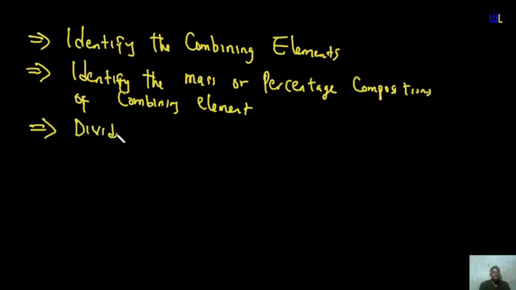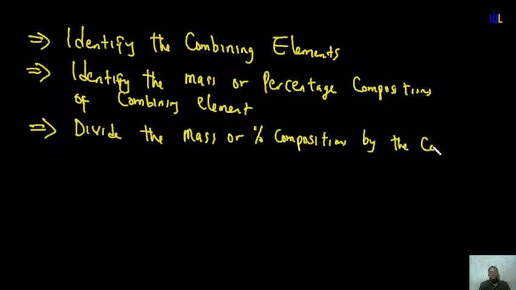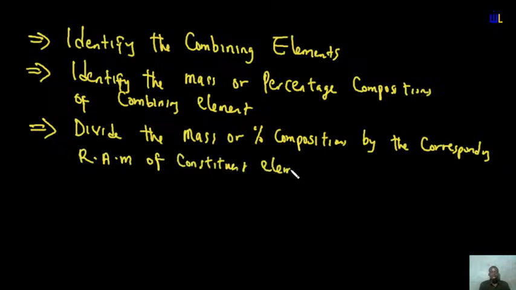Divide the mass or percentage compositions by the corresponding relative atomic masses of constituent elements. So after you finish identifying the percentage, you use the atomic masses of each of those elements to divide their percentage composition. So it has to correspond. We'll take a question to describe this.